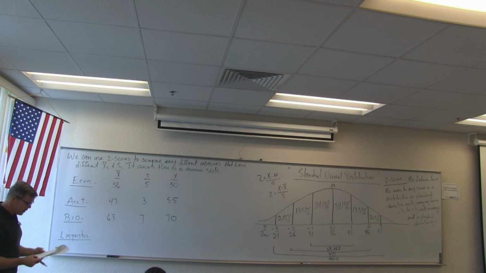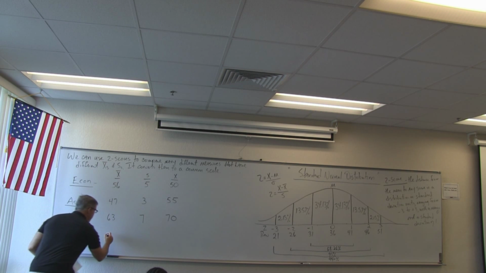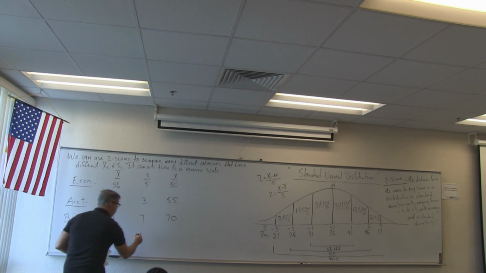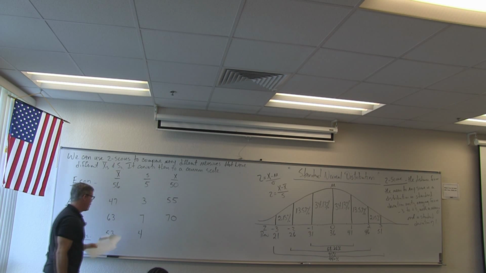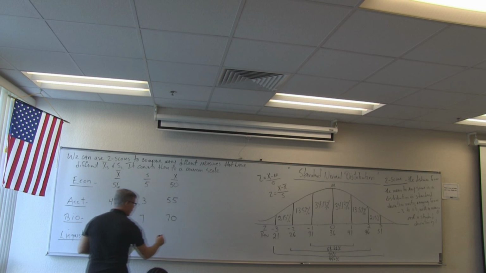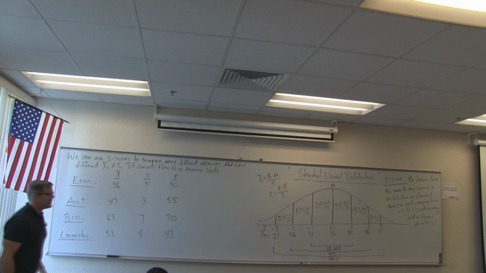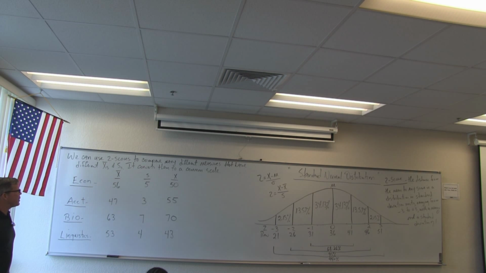And finally, in linguistics, the class mean was 53 with a standard deviation of 4. Our kid scored a 43. How did she do in linguistics? Not so good. Look at how far below that mean is.